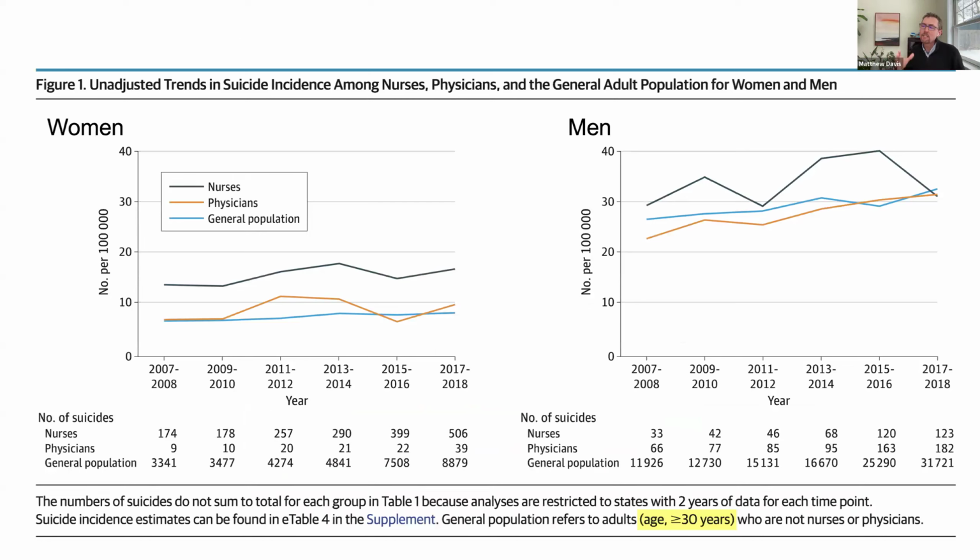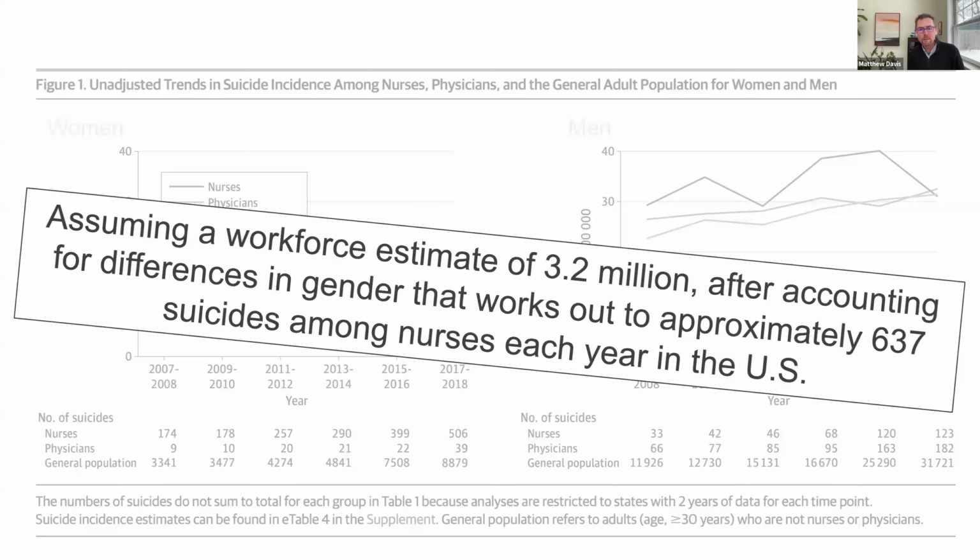And we ended up restricting everything to 30 and older to try to balance those across time because we wanted to increase the generalizability of our findings. But across the board here, you can see that both among women and men, the risk of suicide was higher in those dark lines compared to that of physicians, the orange line, and the general population, the light blue line.